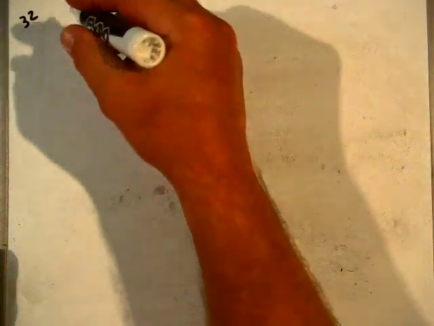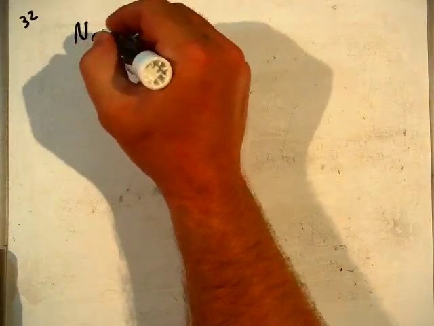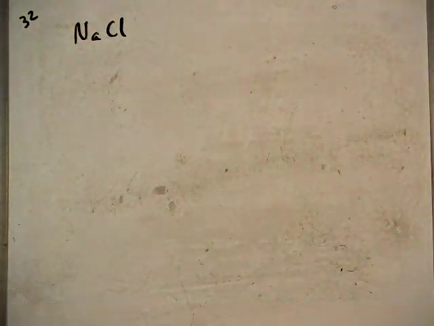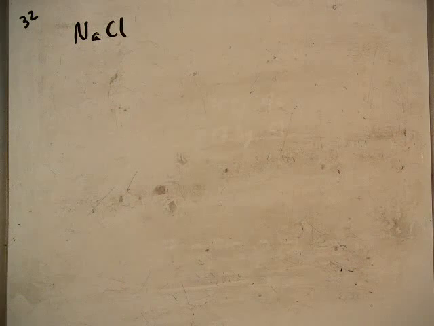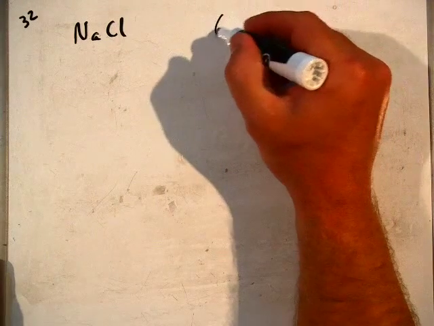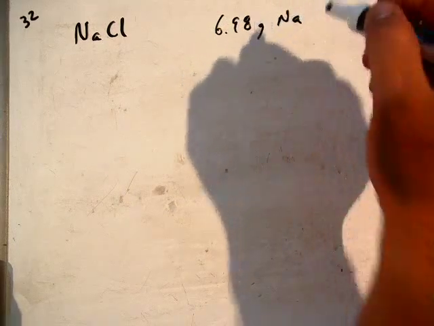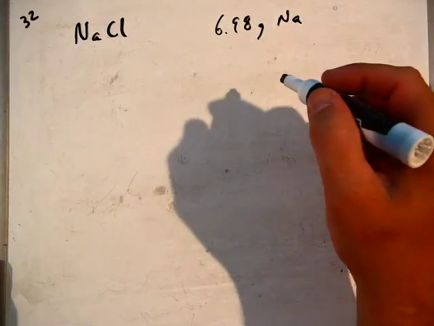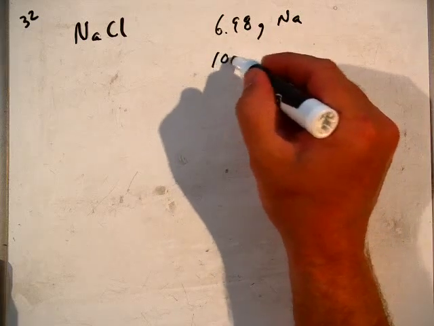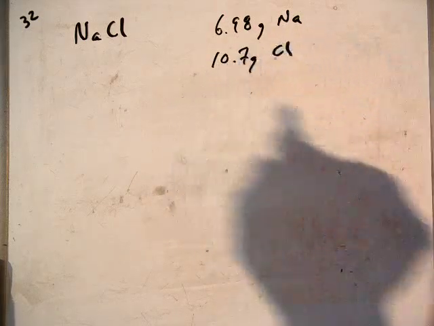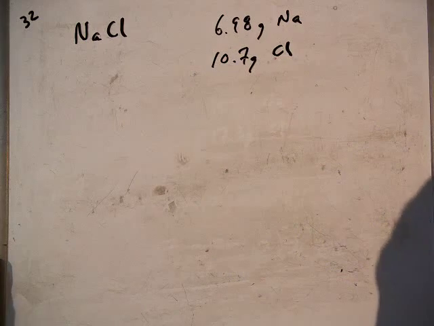And so 32 reads that we have two samples of sodium chloride. Sodium chloride is NaCl, and these are both decomposed into their constituent elements, sodium and chlorine respectively. And for one sample, 6.98 grams of sodium was observed upon decomposition and 10.7 grams of chlorine.